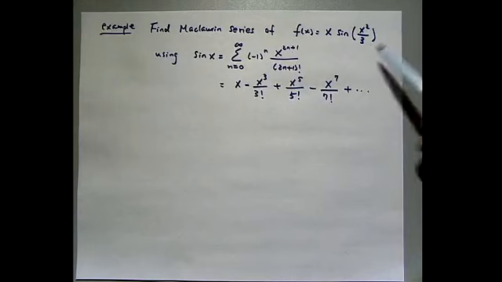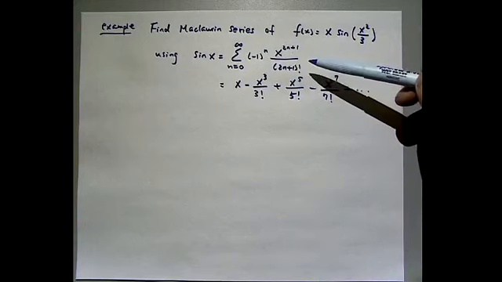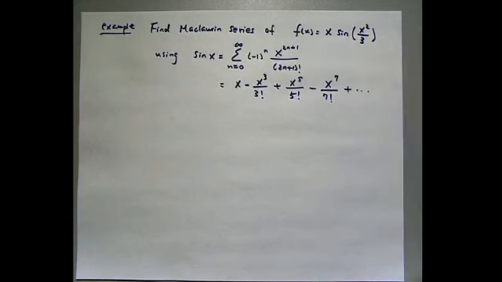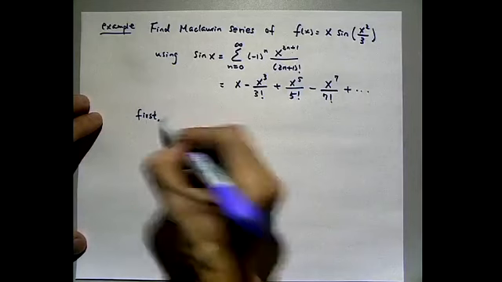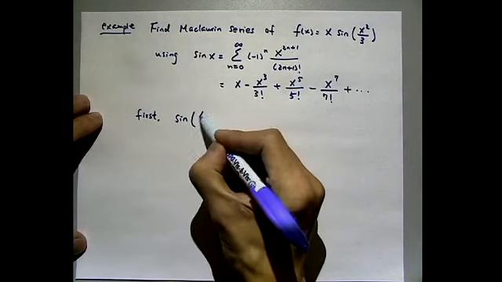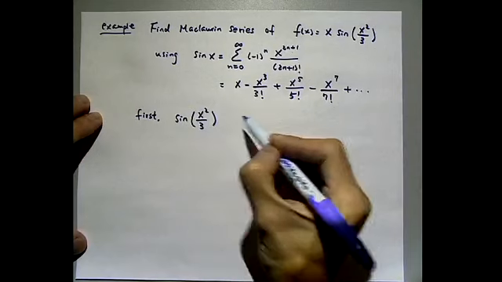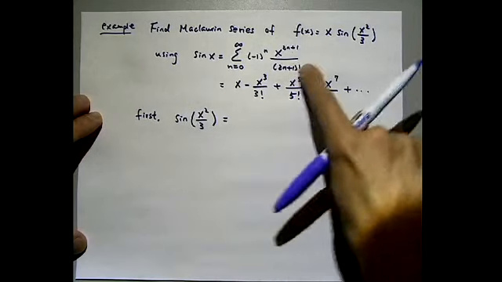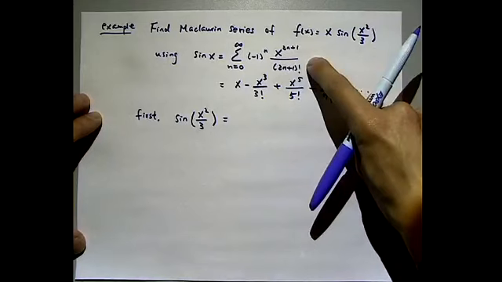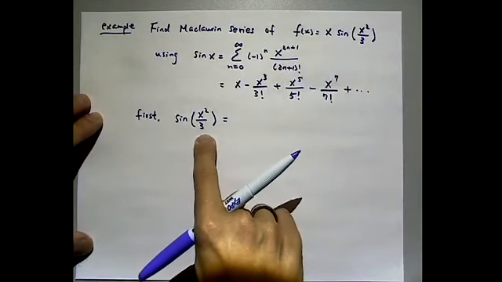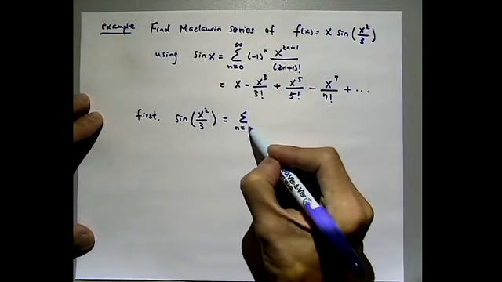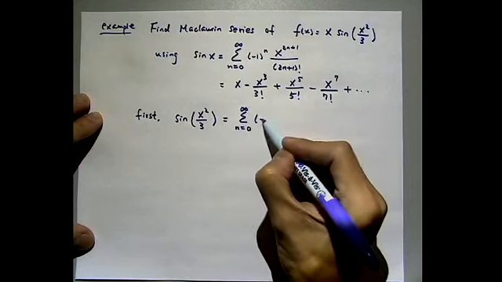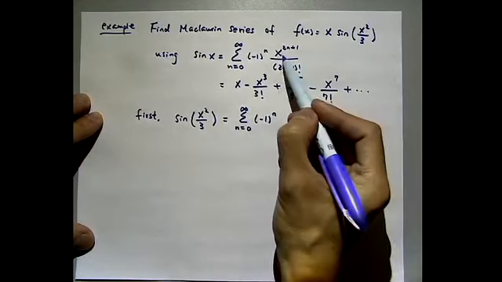So the first step is to take care of this sine part. We have the Maclaurin series for sine of x. That means we can handle sine of anything else. Let's do that part first. Once again, whenever you see an x in the original Maclaurin series, change it to x squared over 3. So here is the change.